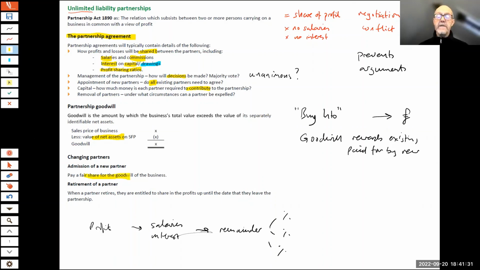Likewise, the opposite side of the same coin, if somebody retires, goodwill is used to reward that person for what they have contributed. And it's the exact opposite. In that case, money goes to that old partner in return for the work that they've done. This is really a bit of a whistle-stop tour. The mechanics of all this you will deal with in the financial unit.